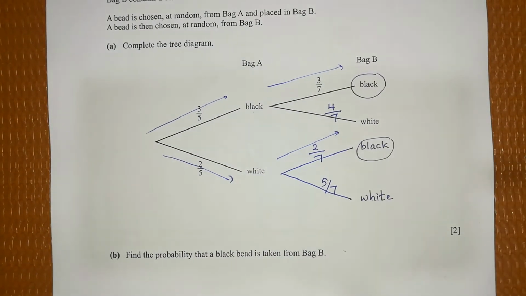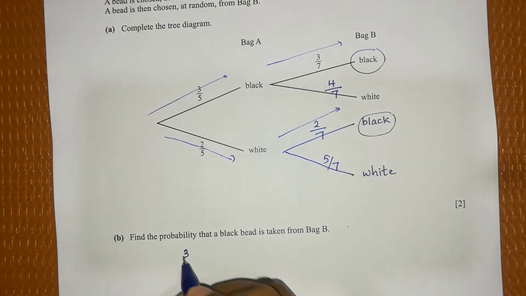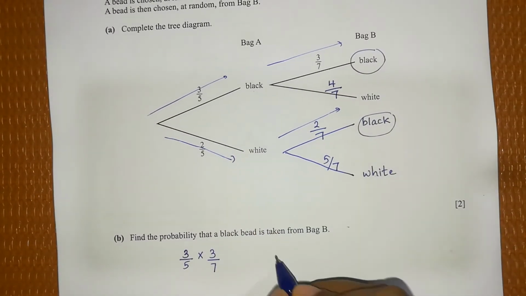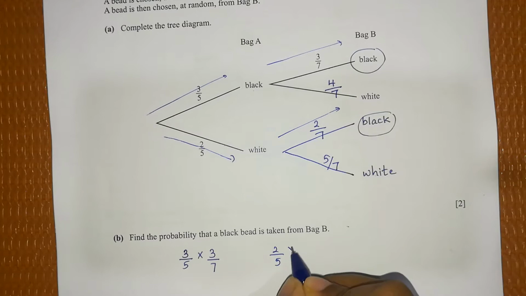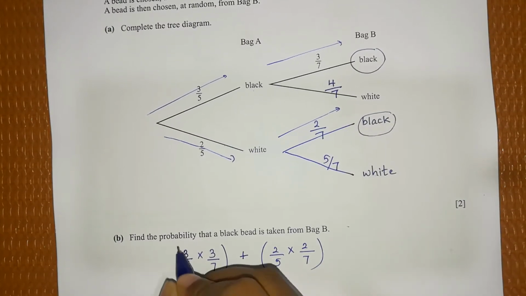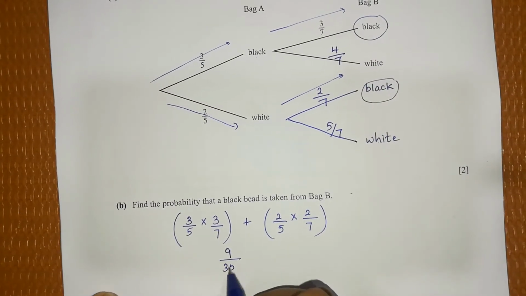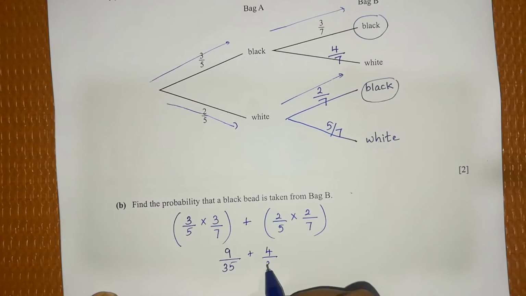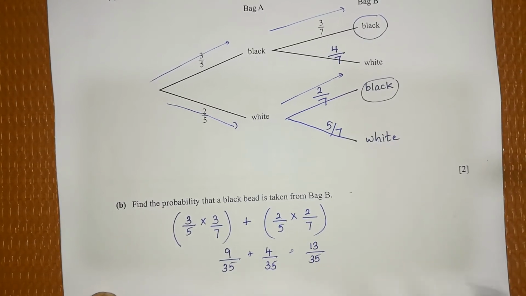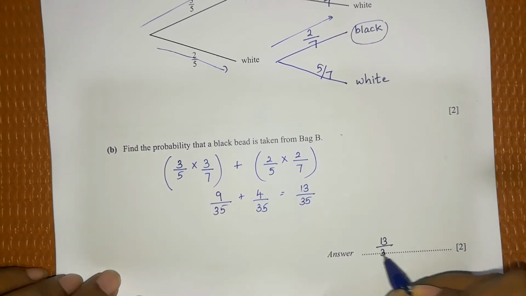So you have to multiply the 2 probabilities here. 3 over 5 into 3 over 7, and the other one is 2 over 5 into 2 over 7. We have to add those possibilities. 9 over 35 plus 4 over 35. So the answer is 13 over 35. Here the answer should be 13 over 35.